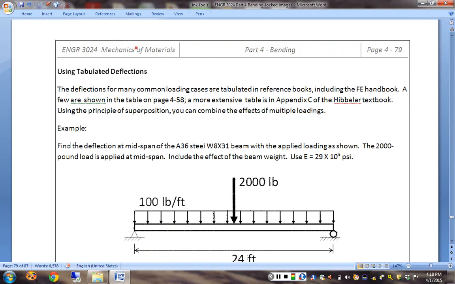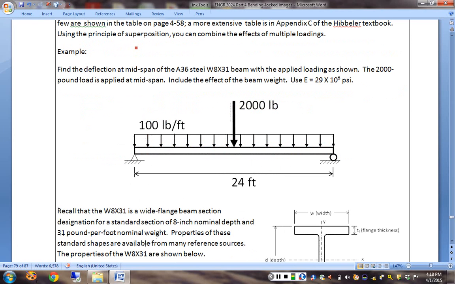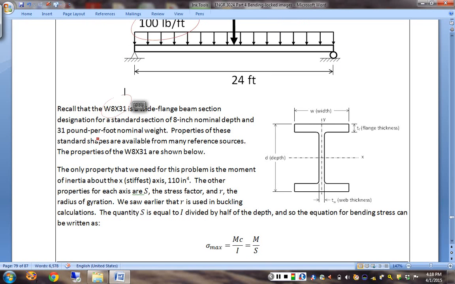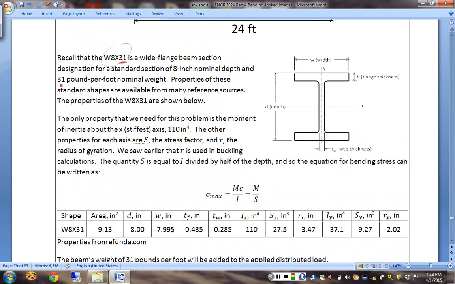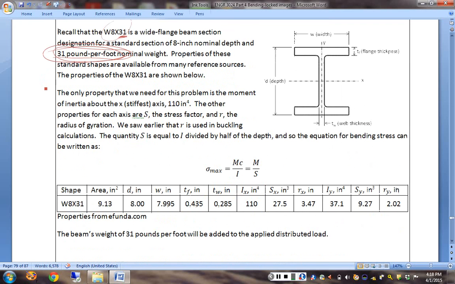So this scenario that's here on this page, which I think might be 58 in your book, is a beam with a uniform load of 100 pounds per foot and a single 2,000 pound load in the middle. It is this standard W8 by 31. This 31, incidentally, means that that's its linear weight, and so we're going to add that to the distributed load. We know that the moment of inertia is the one that's about x, so that's 110.